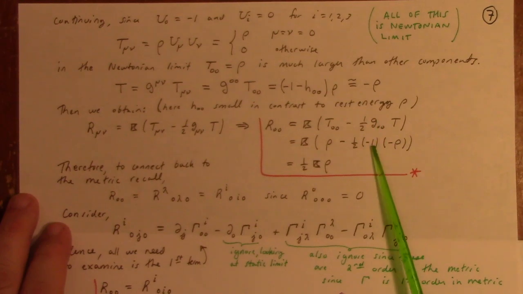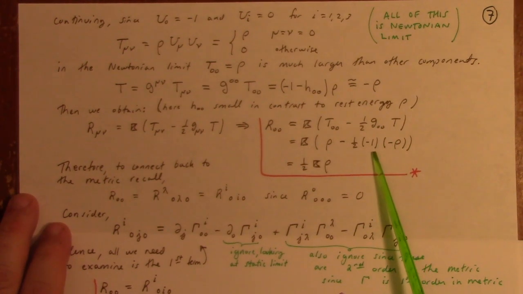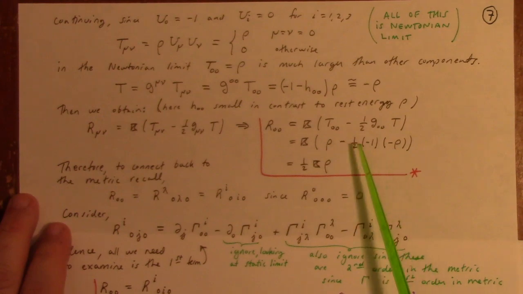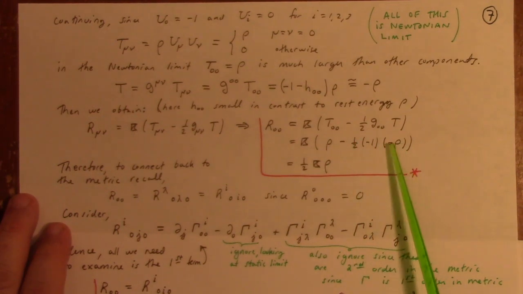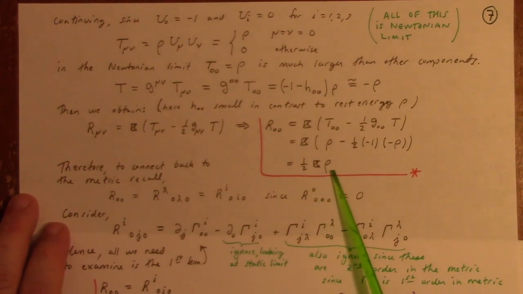We're dropping the H00 since it's tiny compared to everything else here. So we're just keeping the minus 1 and G00. And then the T was minus rho, so you get 3 minuses. So that gives you 1 minus 1/2, which gives you 1/2 kappa rho is R00.